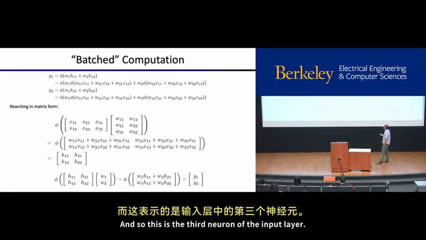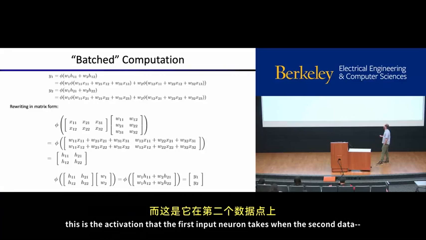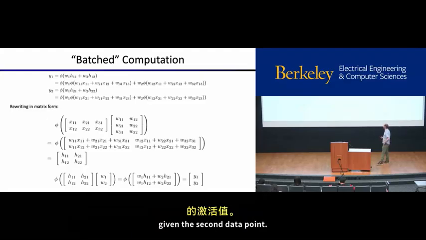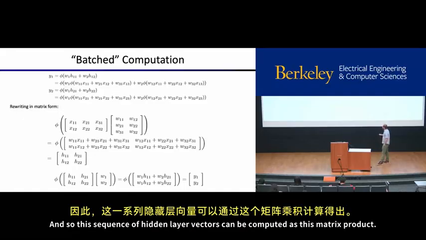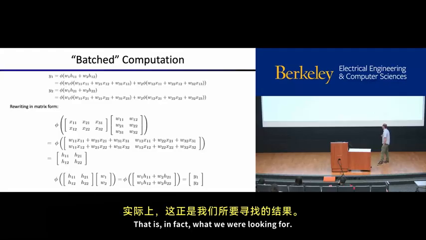And so this is the third neuron of the input layer, the activation that it takes on the first data point. This is the activation that the first input neuron takes given the second data point. And so this sequence of hidden layer vectors can be computed as this matrix product. So if we want to look at the first row, second column, we take that dot product. That is in fact what we were looking for.